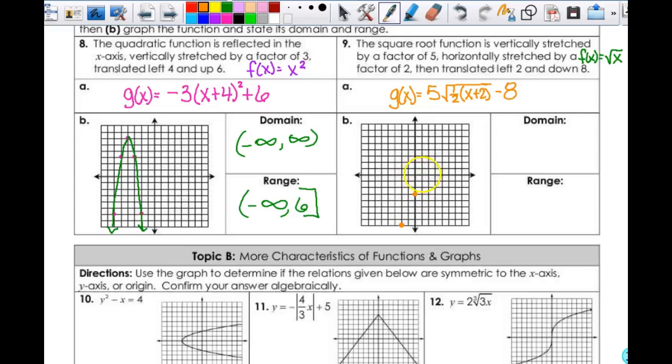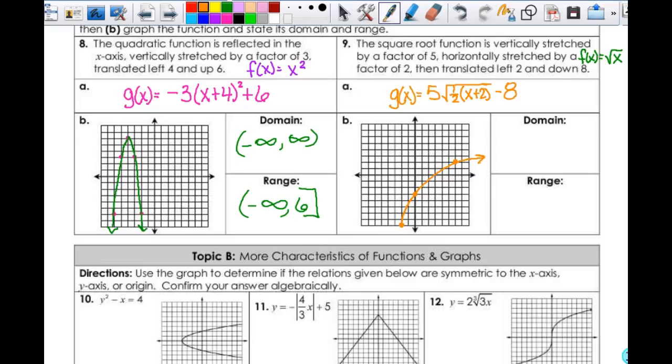Next anchor point would be 4, 2. Vertically stretched by a factor of 5, so I end up here at 10. Horizontally stretched by a factor of 2, so I end up over here at 8. I go left 2 and then down 8. So that's 1, 2, 3, 4, 5, 6, 7, 8. And then this looks like this right here.